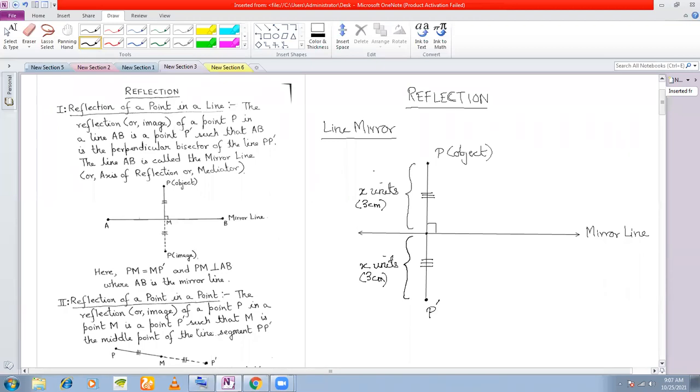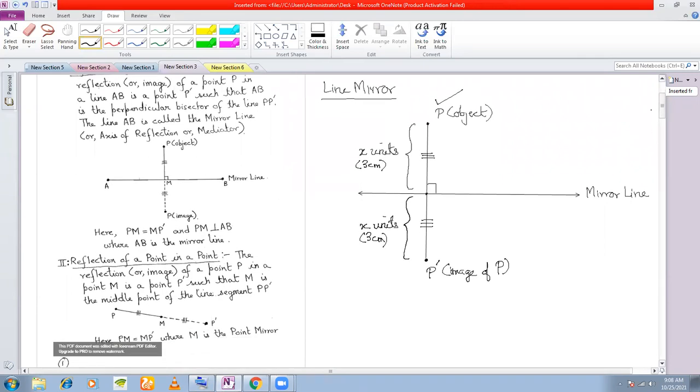P dashed. This point is called the image of P. Image of this point P. P dashed is called the image of this point. So we are reflecting this point P in this line. Is this clear?